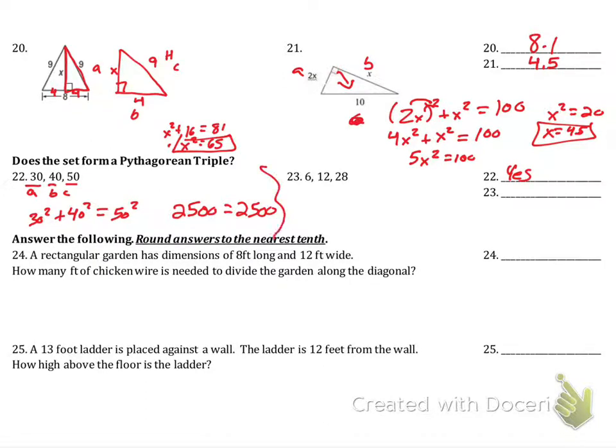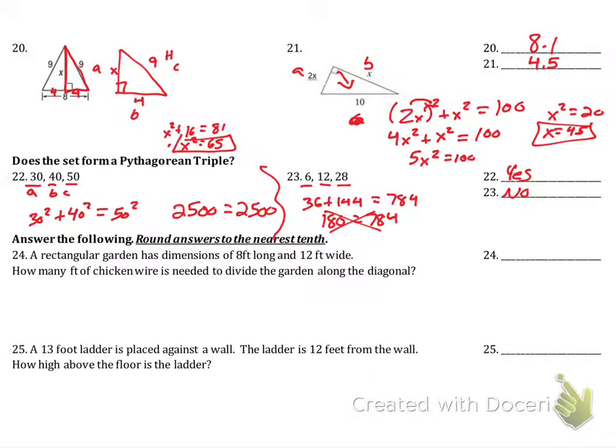I'm going to do the same thing over here. A, B, C. So 6 squared is 36 plus 12 squared is 144 is equal to 28 squared, which is 784. So I add 36 plus 144, and I get 180 is equal to 784. That does not make sense, okay? So therefore, no, it's not.